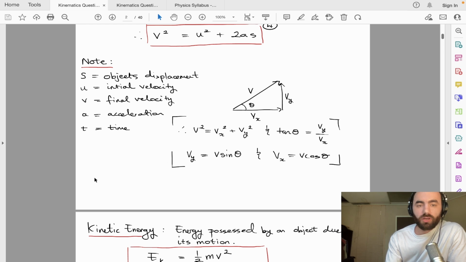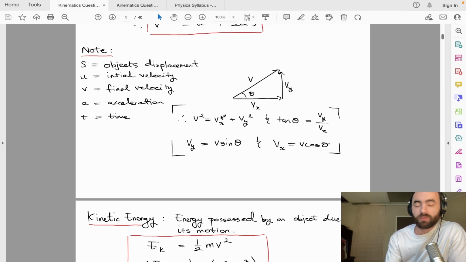A few notes here: I've got all of these things here. S is displacement, U is initial velocity, V is final velocity, A is acceleration, T is time. You're going to need to know simple trigonometry.